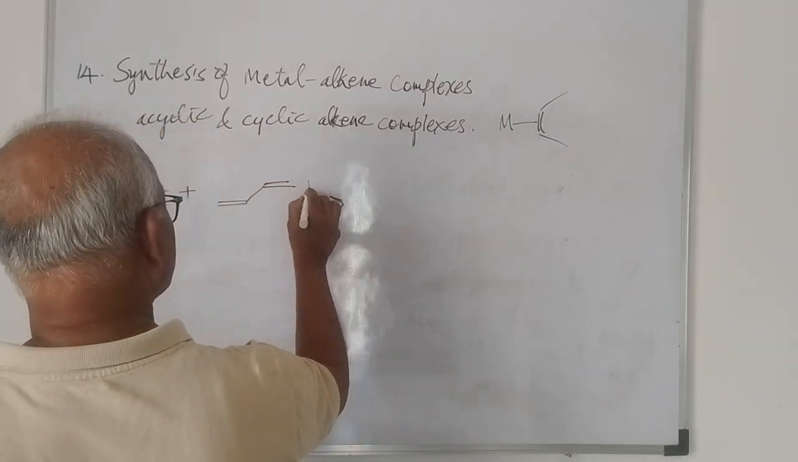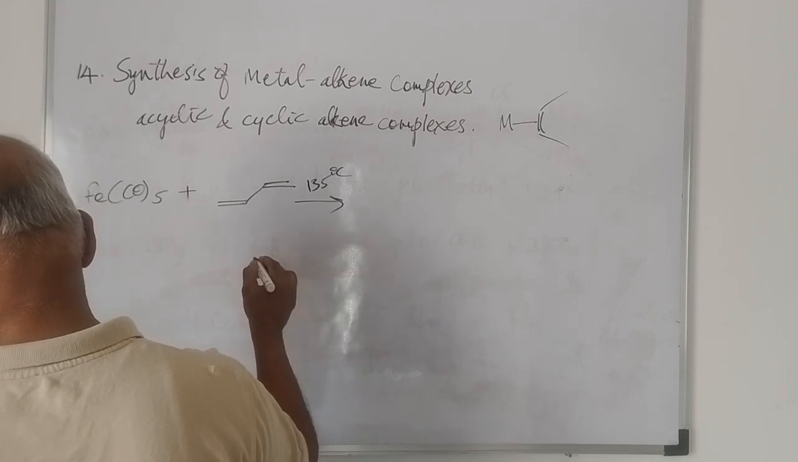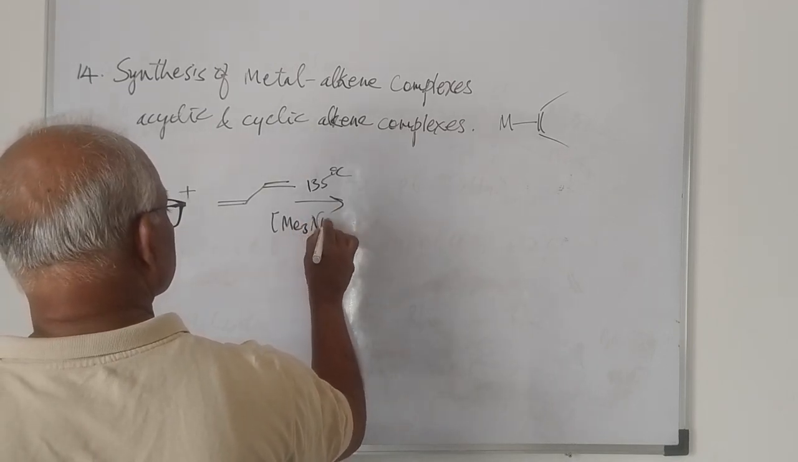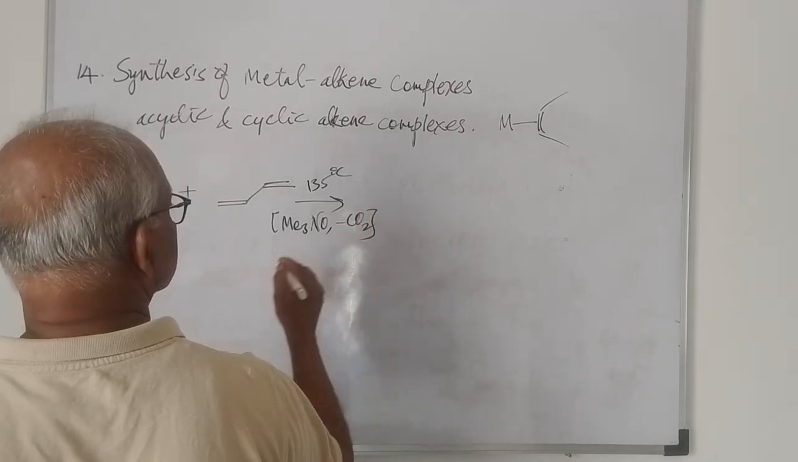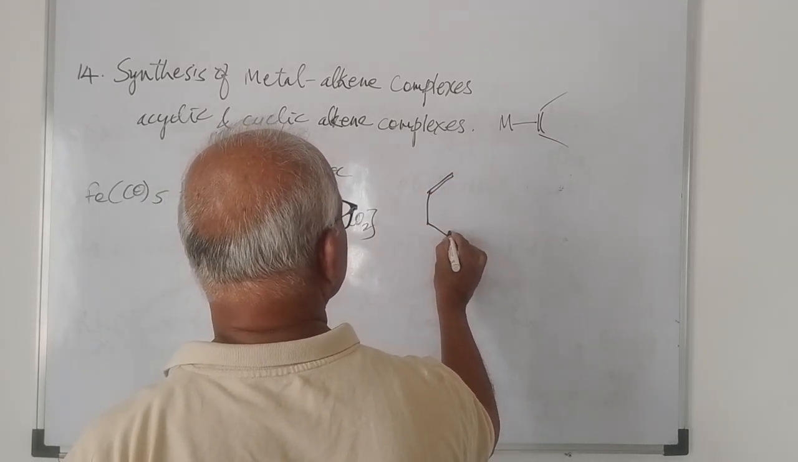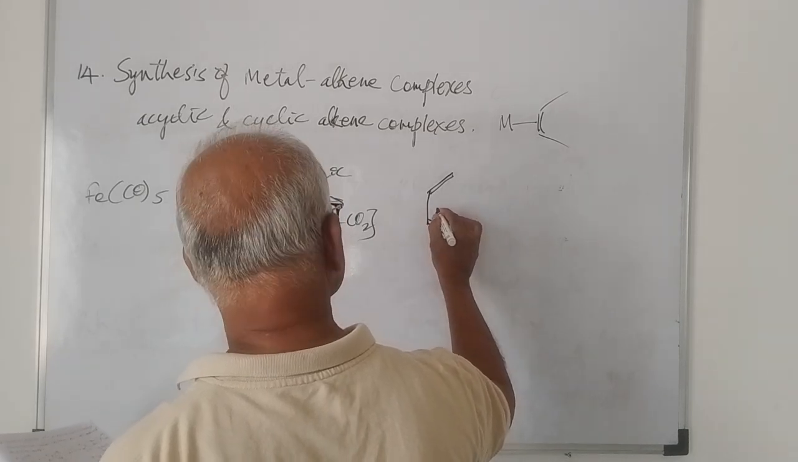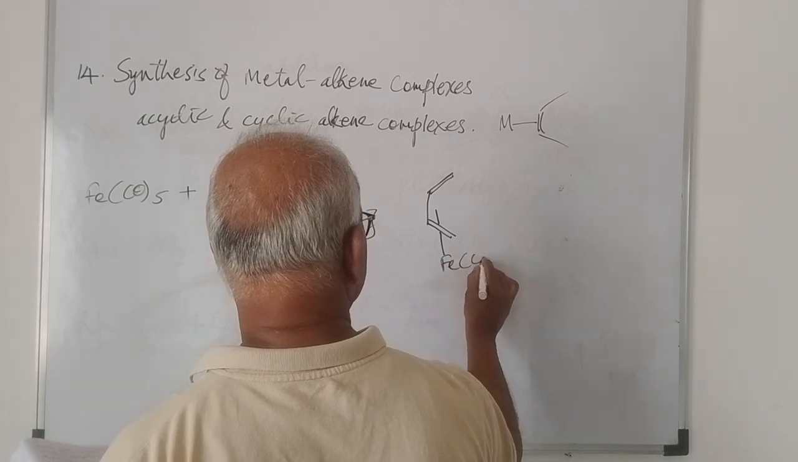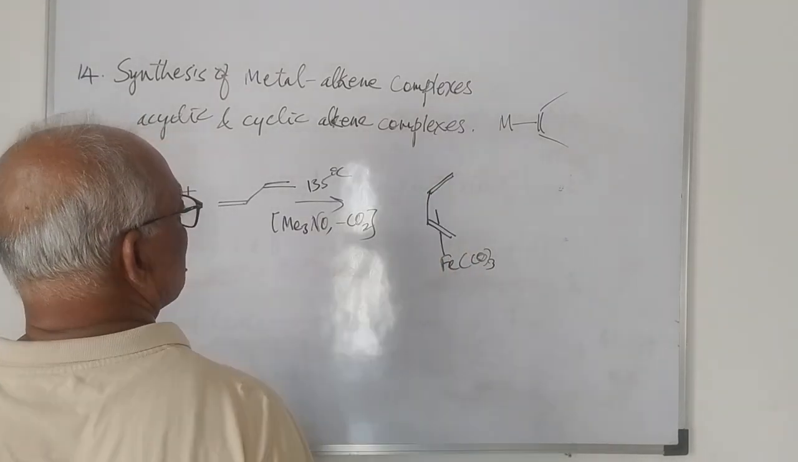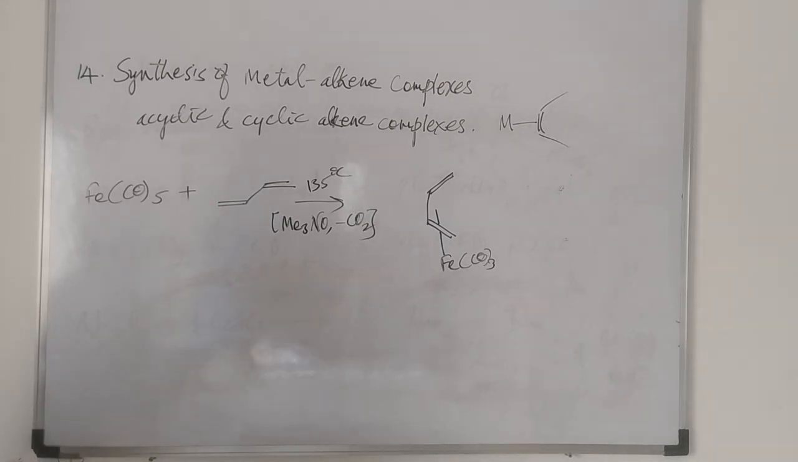So when it is heated at 135 degrees centigrade, and treated with Na3O NO minus CO2, then it gives this Fe(CO)3. So these four carbons are simultaneously providing the pi electrons for bonding with iron.